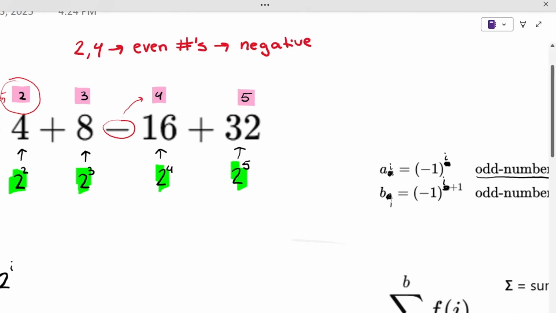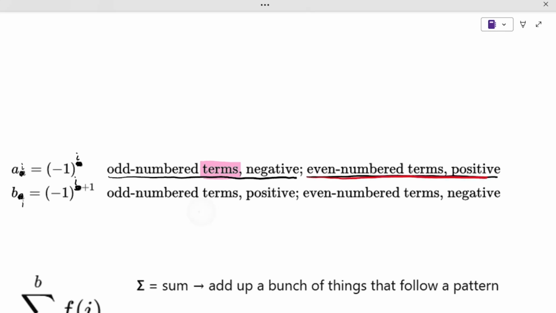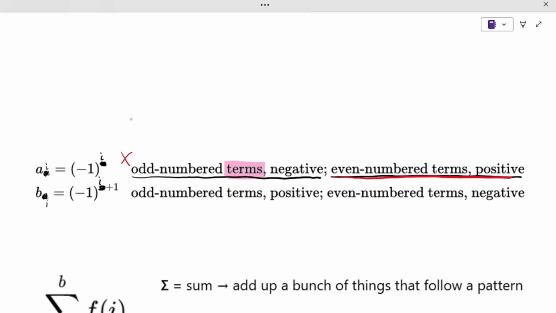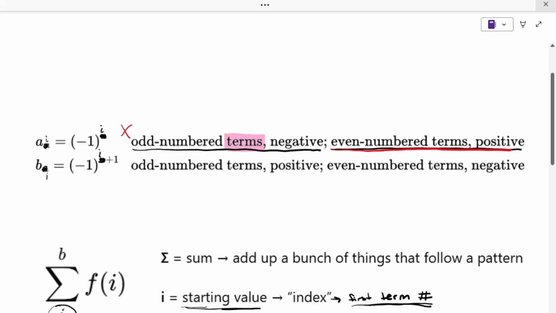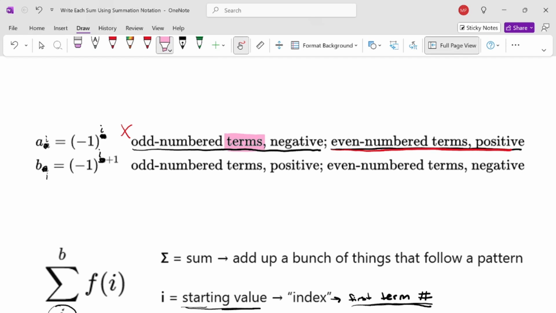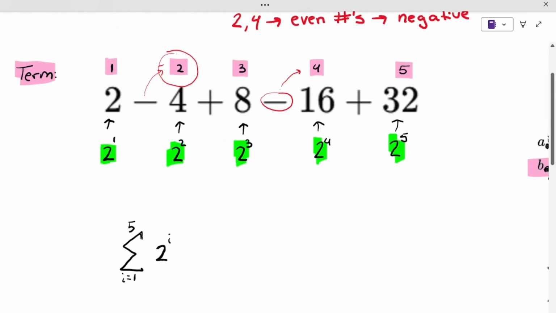Okay, and does this check out with what we said? Even number terms positive, so we are not going to be using this first formula up at the top. Let's take a look at what the second one says. It says odd number terms are positive and even number terms are negative. So we are in fact going to be using this formula right here. And all we're going to do is plug that in before the 2 to the I.